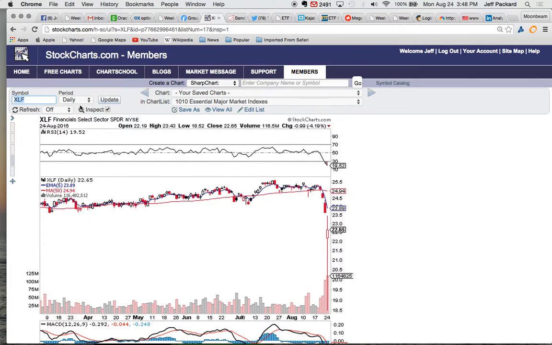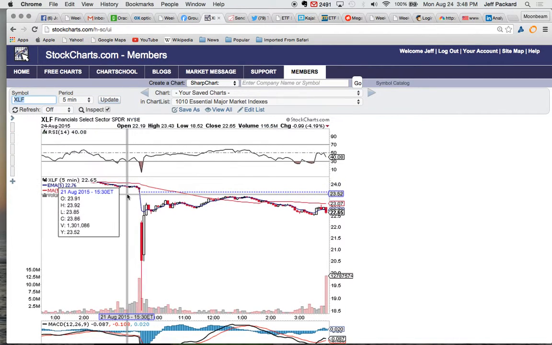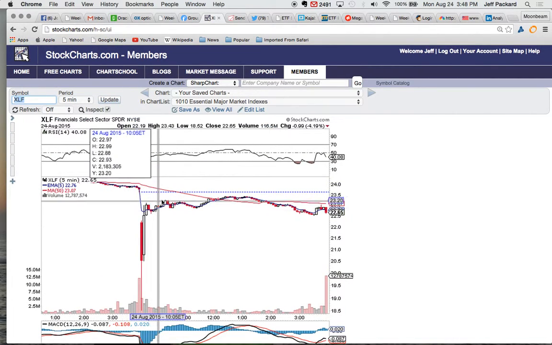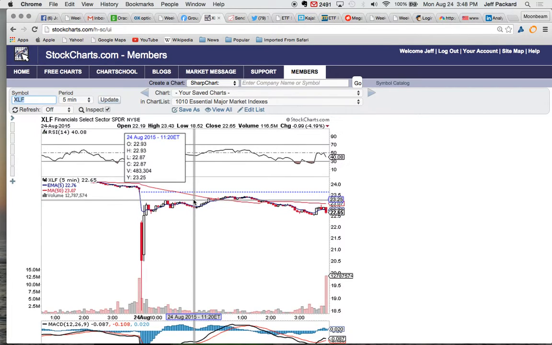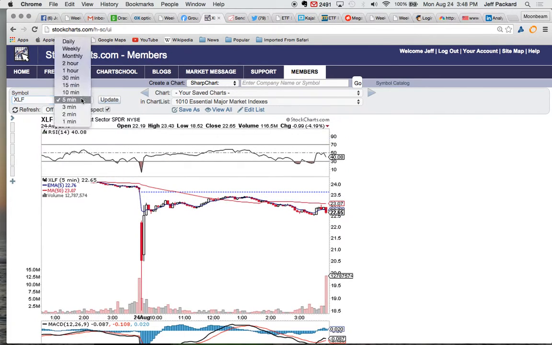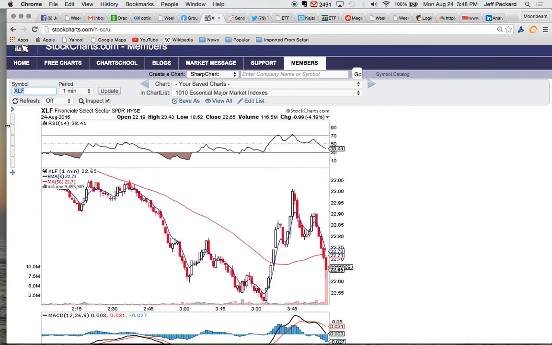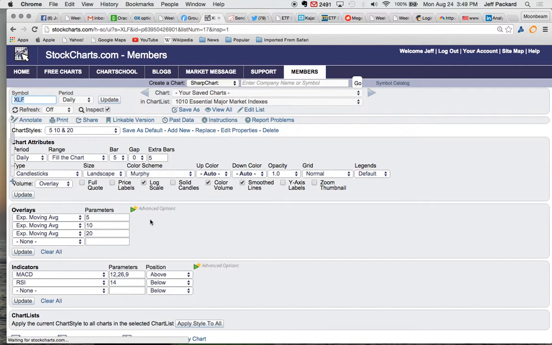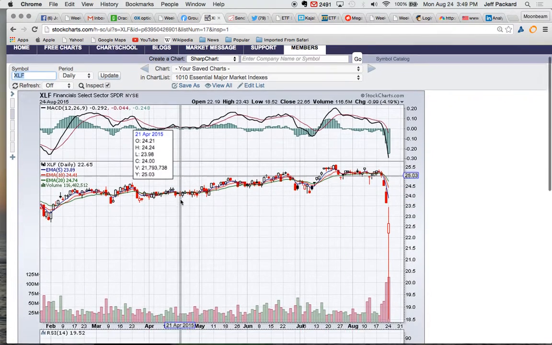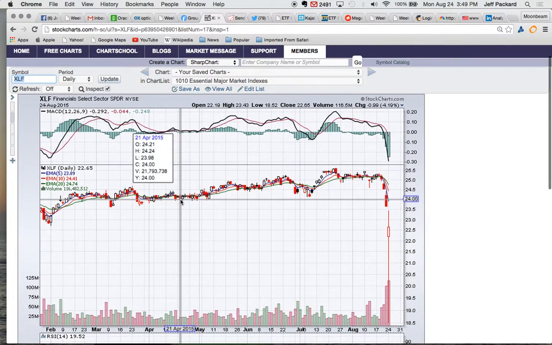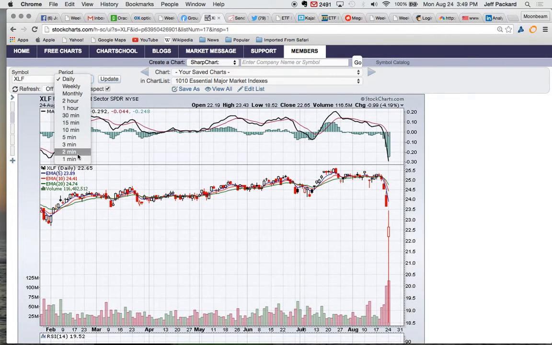And then let's look at the 5-minute chart for XLF. Okay, gap lower, just like they all did. Rebounded again. It looks just like XLK if you're following me. This is the 5 minute, 10, 20. So what happened during the day? That's daily still. Let's go look at the 1 minute.